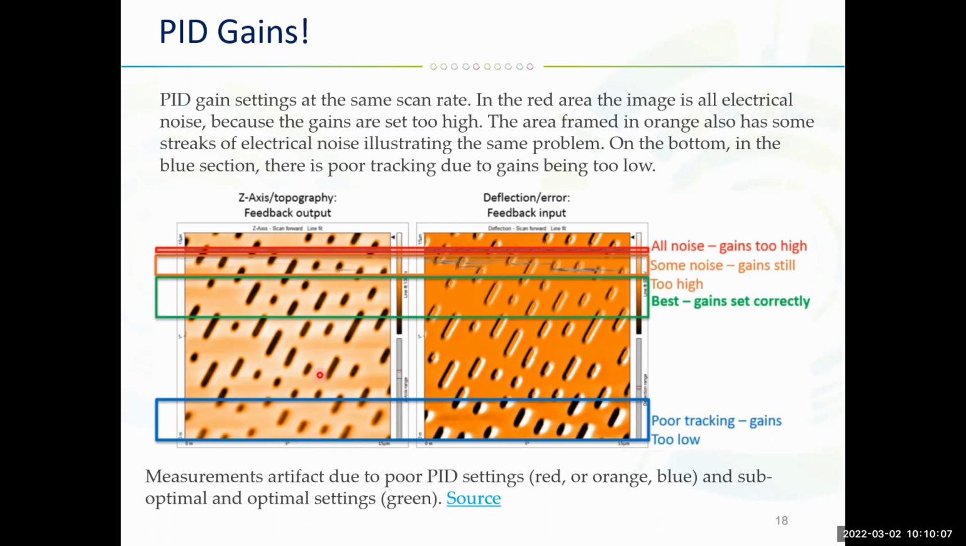And also what can influence is thermal drift. We will talk about all these artifacts later, but basically if the temperature in the room is too high, then this effect will occur, and it will result in a very blurred image. So optimization of PID gains and the scan rate are necessary to optimize feedback loops and get better images.